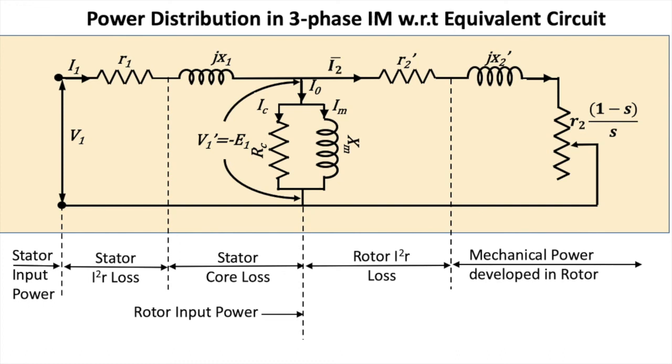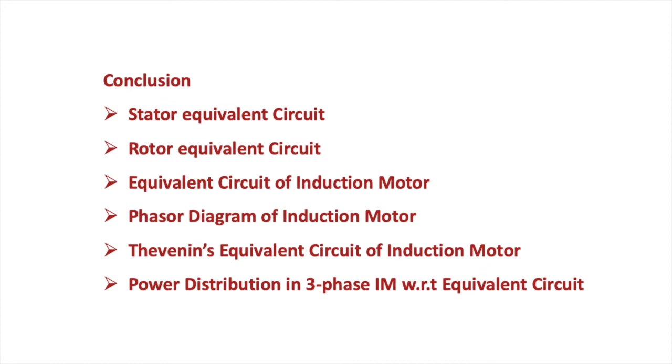After the magnetizing reactance or the core representation, the rotor input power, that is the power transferred across the air gap, is given. So today we have discussed the stator and rotor equivalent circuit, the complete equivalent circuit of the induction motor, the phasor diagram, Thevenin's equivalent circuit of the induction motor, and the power distribution or the power flow in the three-phase induction motor with respect to the equivalent circuit.